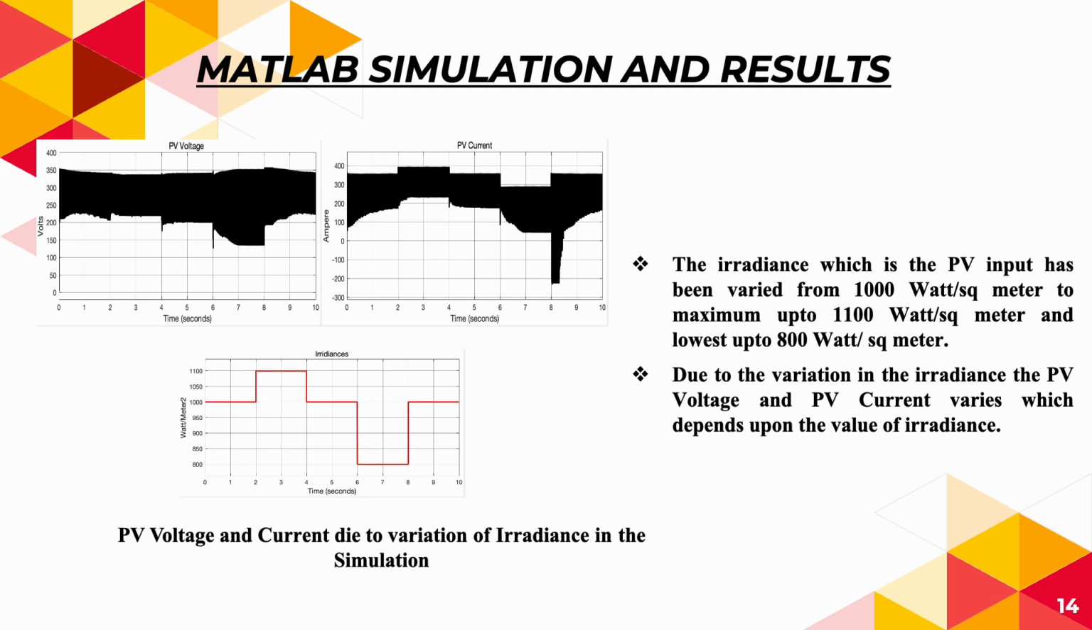Here you can see the PV voltage and current due to the variation in irradiance of the simulation. Here you can see the variation in the irradiance. It varies down to 800 watt per square meter, and also the maximum up to 1000 watts per square meter. According to this variation, there is a variation in the PV voltage and PV current.